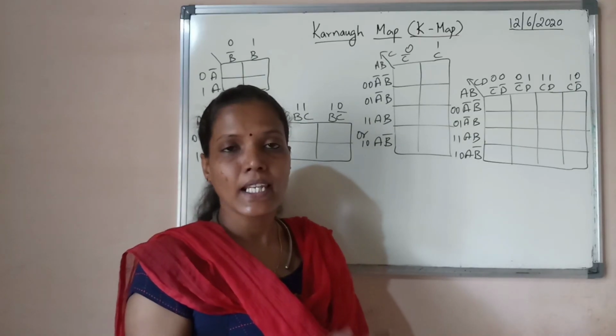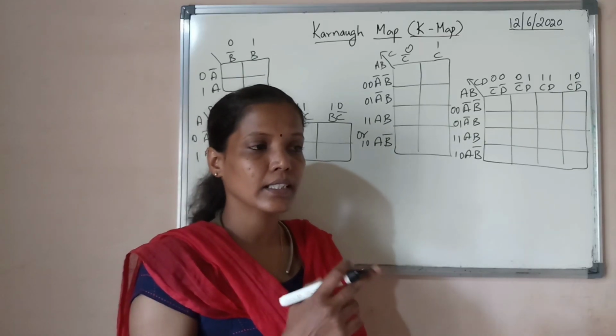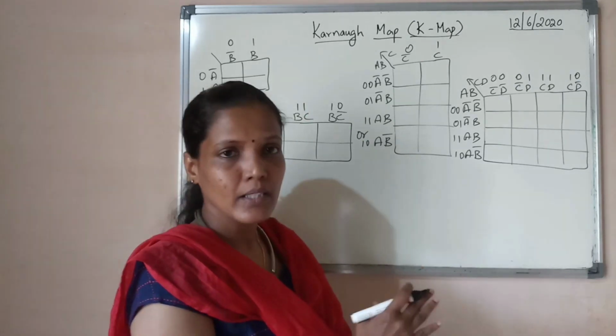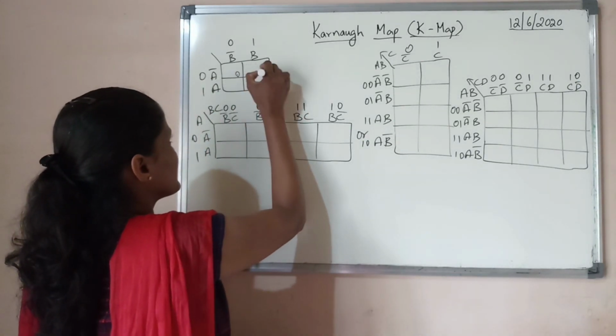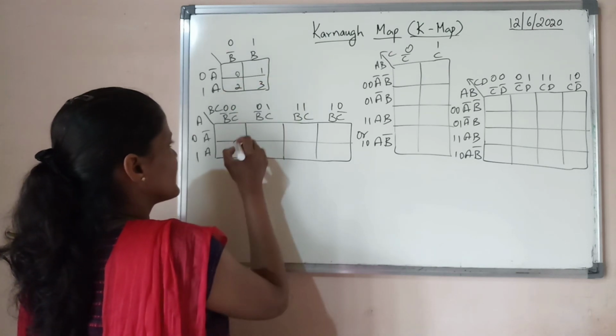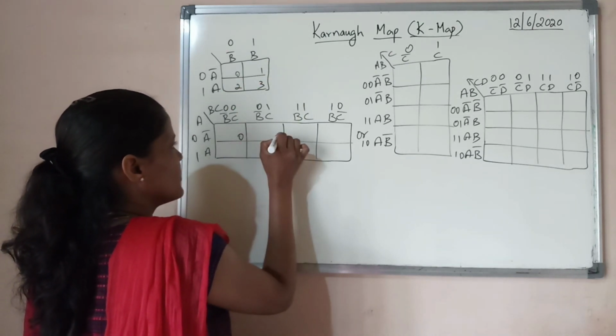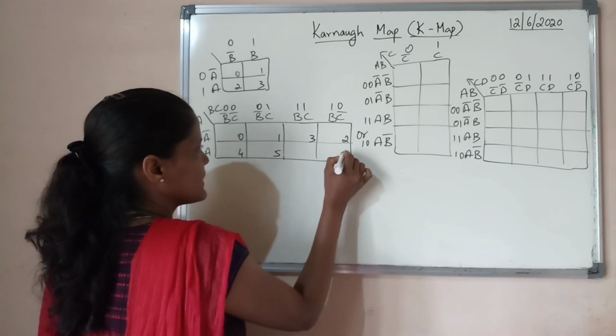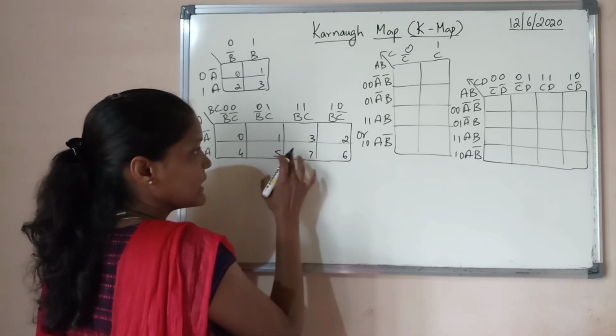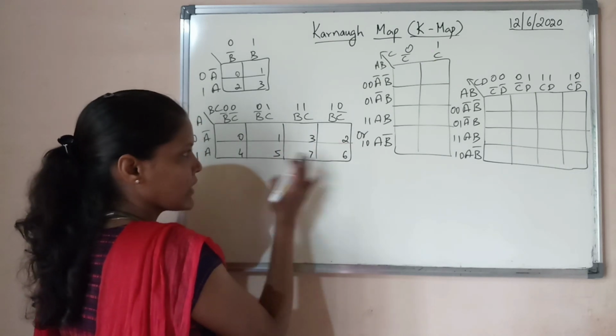And now we can number the cells. Cells can be given a different number, but that is also a systematic approach. We have to use the same method. So 0, 1, 2, 3. Here 0, 1, 2, 3, 4, 5, 6, 7. You have to write in this manner itself.